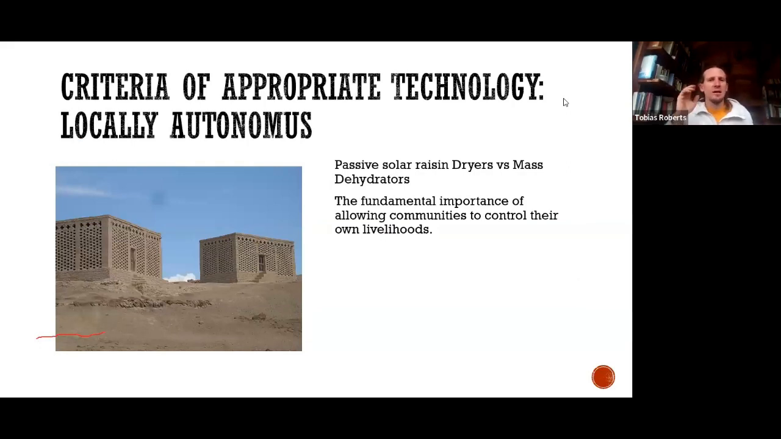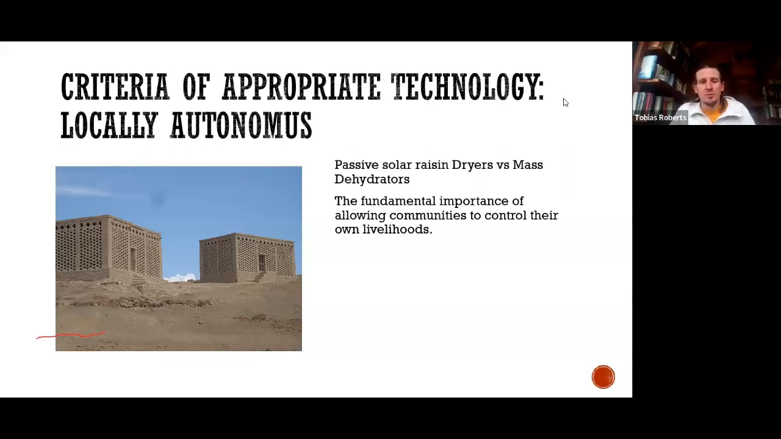Lastly, appropriate technology should also be locally autonomous. This is in South America, there was a group of raisin farmers that I visited once, and they were talking about, okay, we harvest these grapes and we want to make raisins. How do we dry them out? And there were two proposals on the table. One is bringing in these massive electric dehydrators, which used an enormous amount of energy and were expensive. The community was going to take on a loan to take these out.